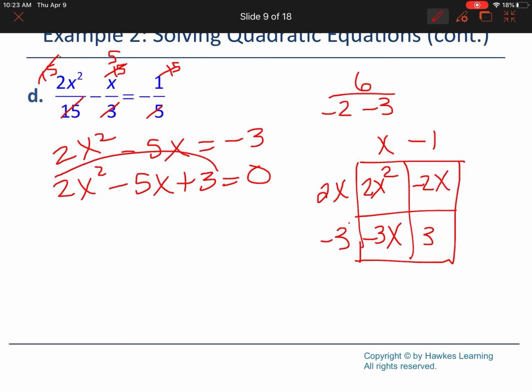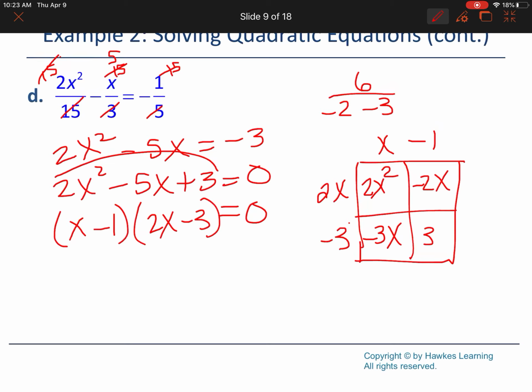And then I'll just double check for the last one. Negative 3 times negative 1 is positive 3. So it all worked. So my two factors are x minus 1 and 2x minus 3, and it's still equal to 0. And you notice that every time, you may go off and do some work, but you really need to be writing down that whole equation every time so you don't lose parts of it.